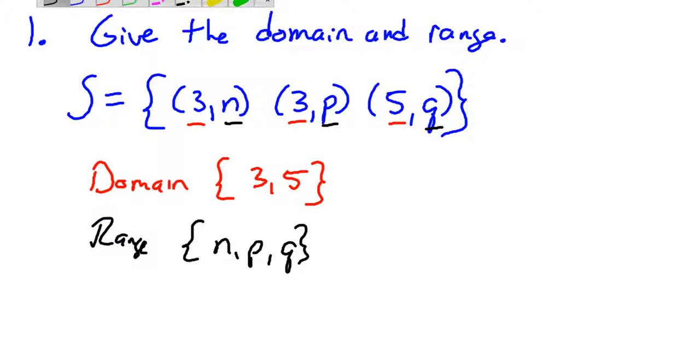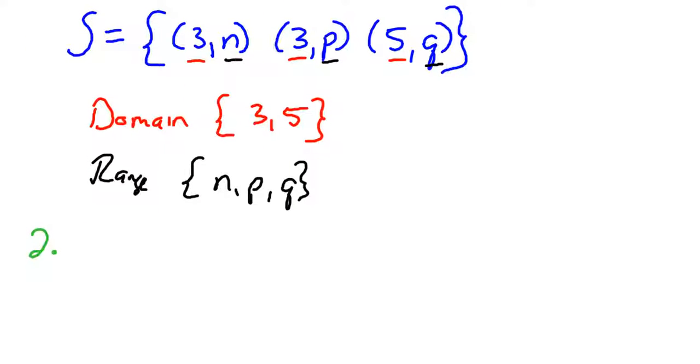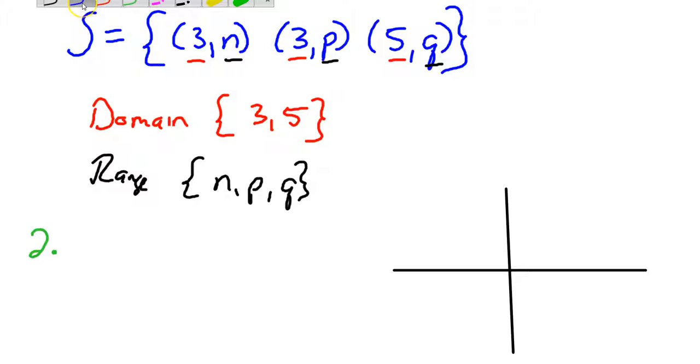Okay, number 2, still basically doing the domain and range. The only difference for number 2 is that they give you a graph, and so you actually have to go back and find the ordered pairs. We'll do that one over here so we've got a little bit more room. Let me straighten that up a little bit. There we go.